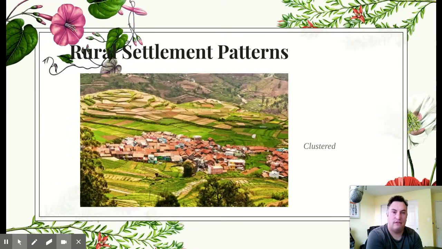We got 3 different types that we got to know. This first one is called clustered. You see the homes for the farmers in this region, they're all clustered together. And then during the day, as they're working in the fields, they'll go out and get to their farms out there. You can see the fields beyond in the landscape in this picture.